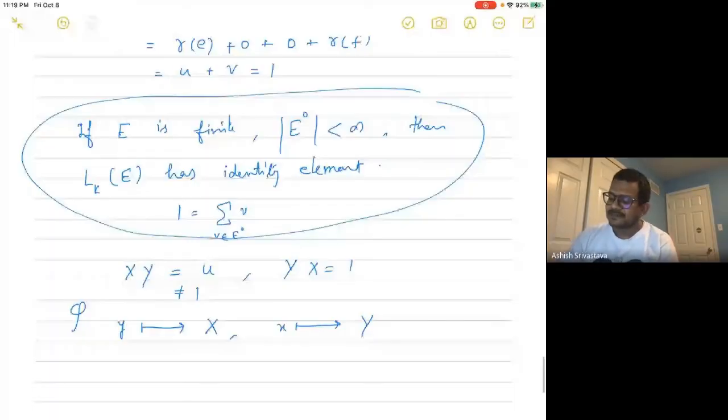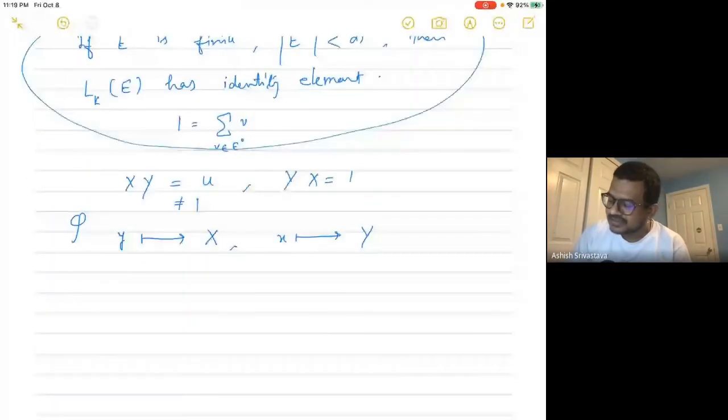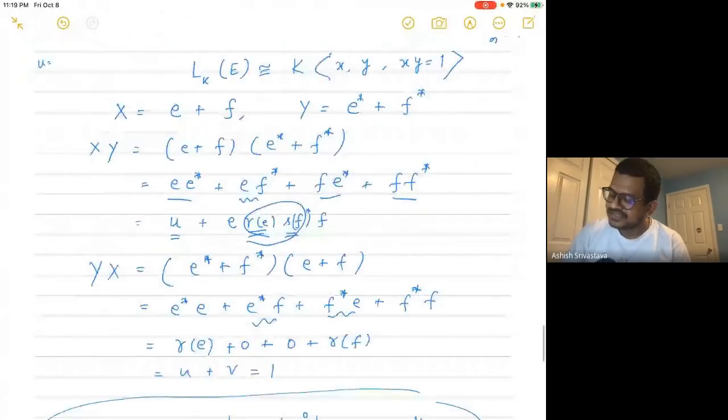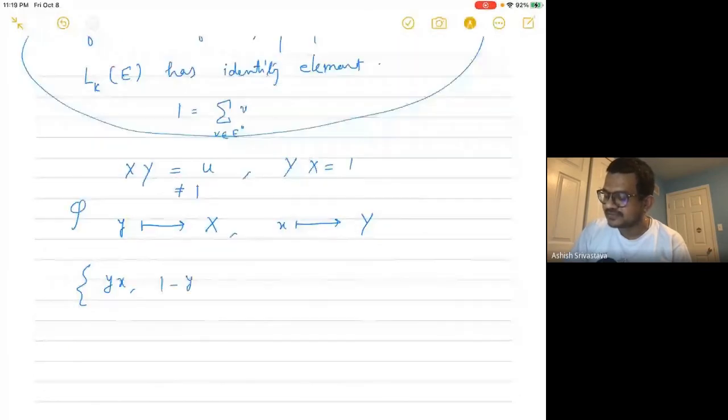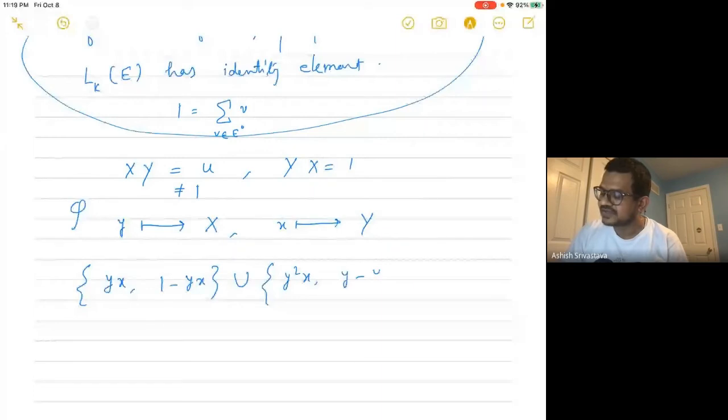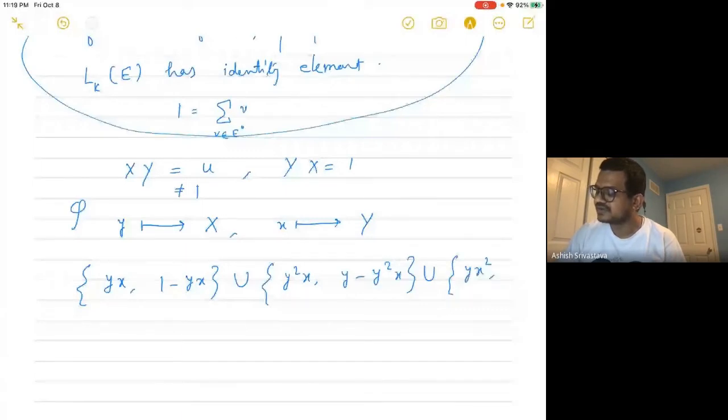And we also have by the universal property, the other map, because you see, if we take these generators, I have xy equals 1 I took, right? So if I take yx, 1 minus yx, then y square x, y minus y square x, and yx square, x minus yx square.